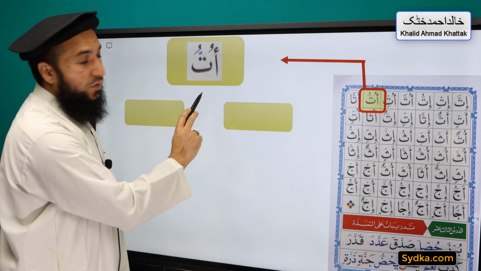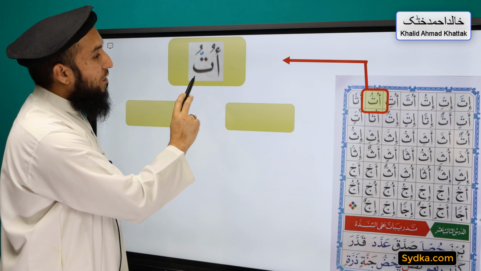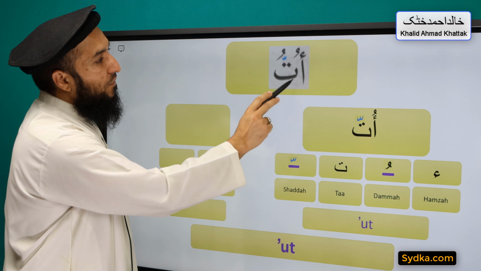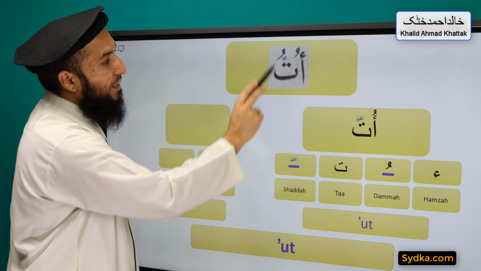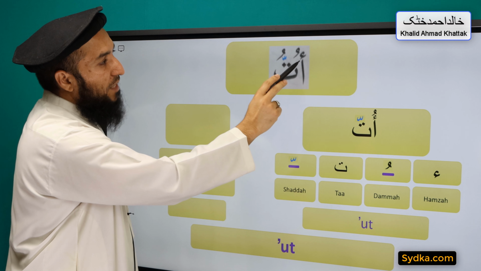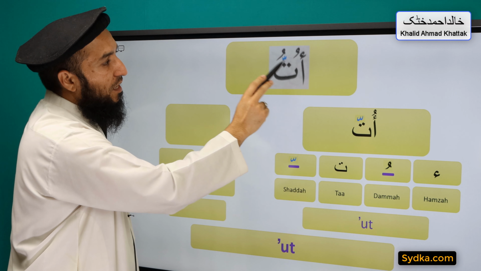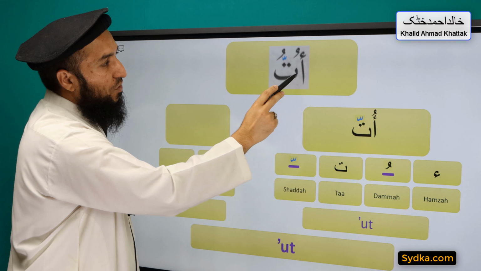The next word we have is uttu, and it can be divided into two syllables. The first syllable we have is hamza dhamma ta shadda ut. Hamza is a light letter, it has dhamma on top of it, it is followed by ta. Ta has a shadda. This alif is silent and it is used as a chair for hamza.